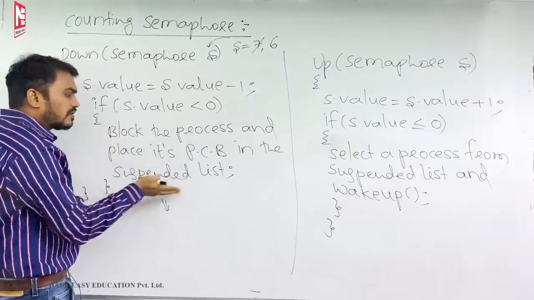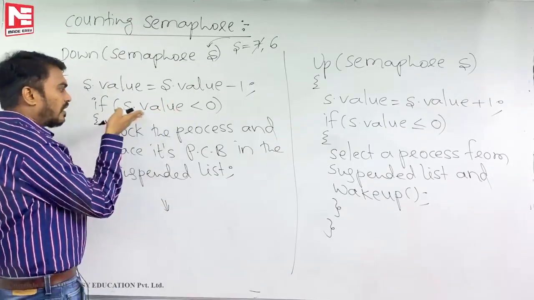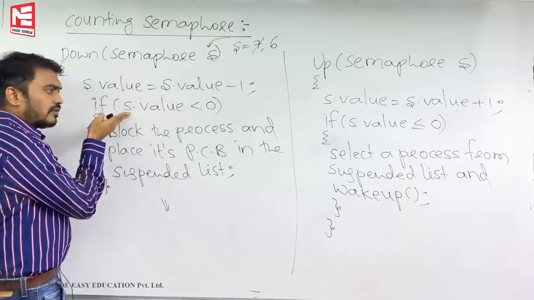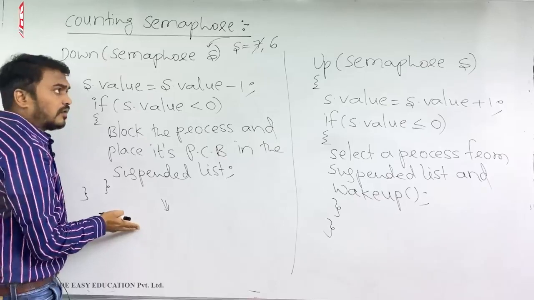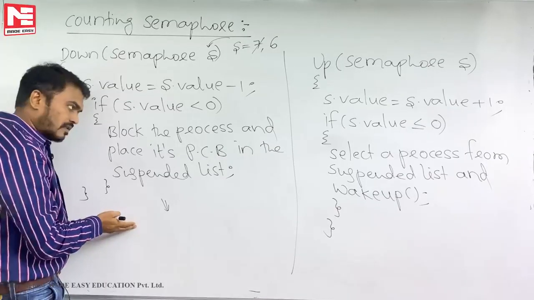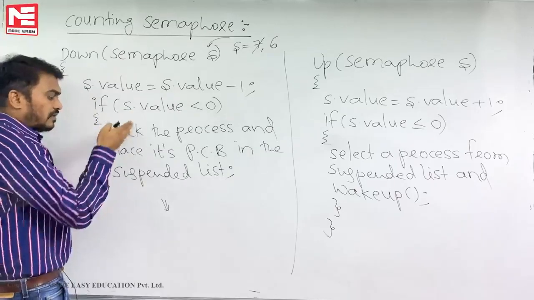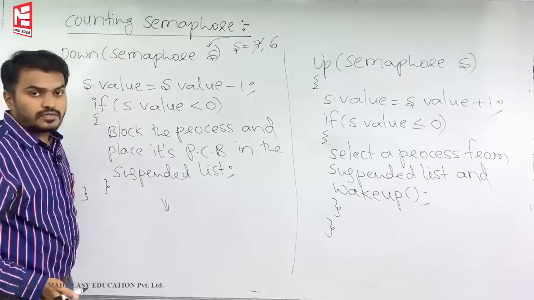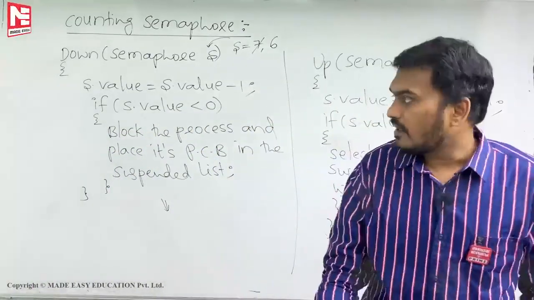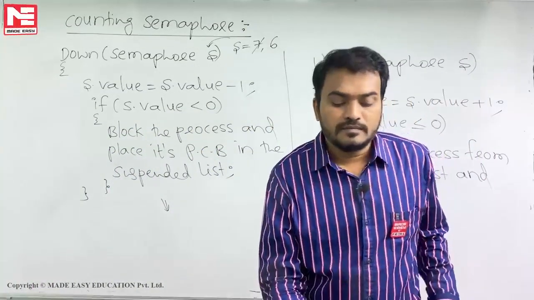Look here. If it is true, you execute this. If it is false, you continue the further execution. Now 6 less than 0 is false, so it means it will continue further execution. Now tell me, is it a successful down operation or unsuccessful? Successful down operation. Very good. So it will continue further execution in the code. Is that clear? So make a note of these points.